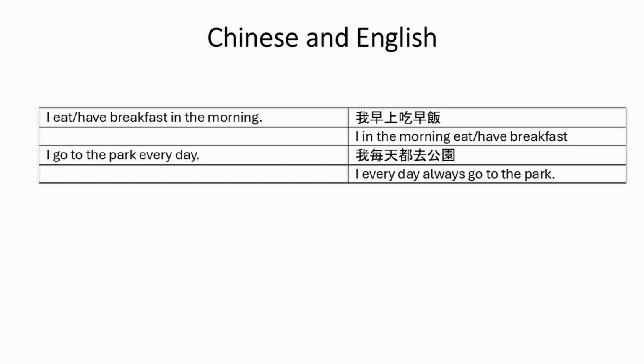And here's some examples from Chinese and English. We'll say, I eat breakfast in the morning, or I have breakfast in the morning. And in Chinese, you'll say, I in the morning have breakfast. In English, along the same themes, I go to the park every day. In Chinese, it's I every day always go to the park. So we have this slight difference because Chinese is a different language to English. But you can practice this by using chunks.